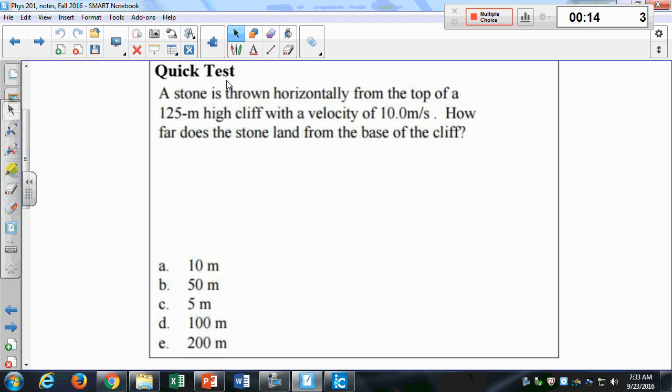Think about this: you want to find the time that is required for this stone to travel this distance. And then we want to figure out, based on the velocity in the x direction, how far it's going to travel in that time. First find the time, and then find the distance.